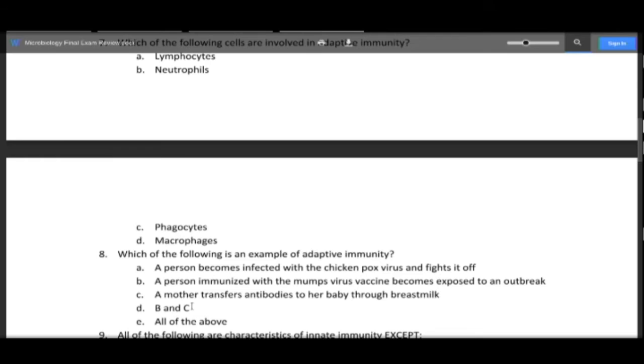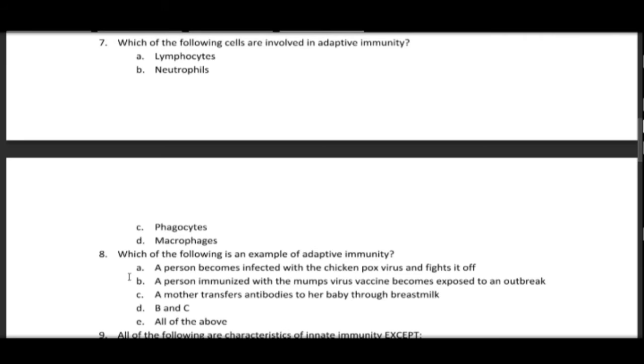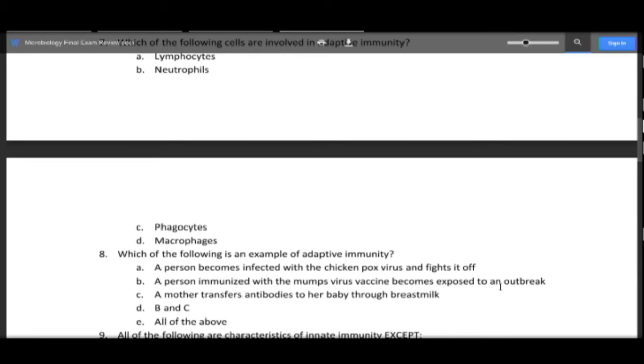So C is not good, and that kind of cancels out D and E, because if C isn't good, then B and C can't be good, and all of them can't be good. So then we're kind of left with A and B. So A says a person becomes infected and then fights it off. B says a person is immunized and then becomes exposed to the same thing again. So it's like the second time around, it's meeting that virus.